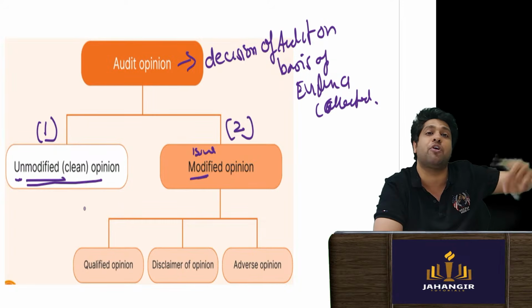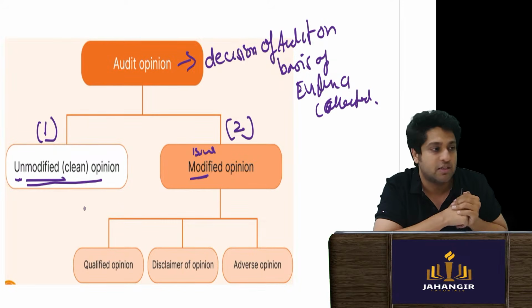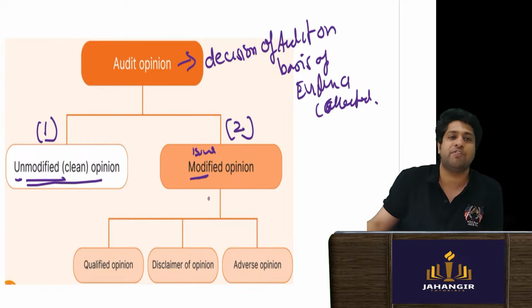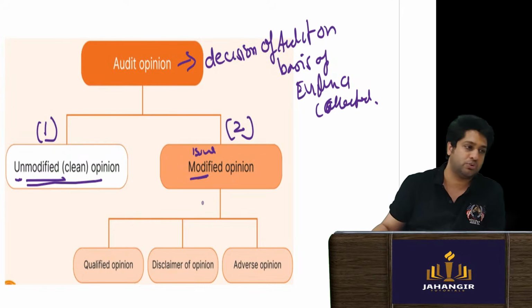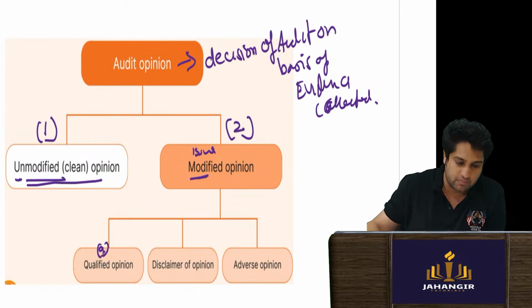It is free from misstatements. That's how you have to state it. Modified: whenever there is an issue, there can be 3 kinds of issues. How many issues? Part 1, Part 2, Part 3.